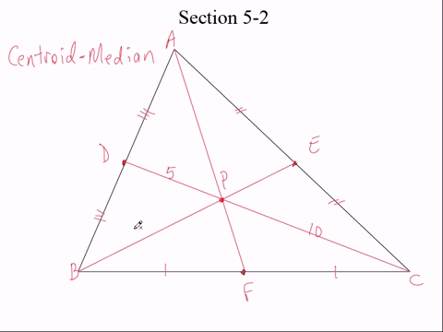What if I said this was 12? BP was 12. Could you tell me what PE would be? 6. It would be 6 because look, from the vertex to the centroid, I hope you're listening to this, from the vertex to the centroid is twice as big.